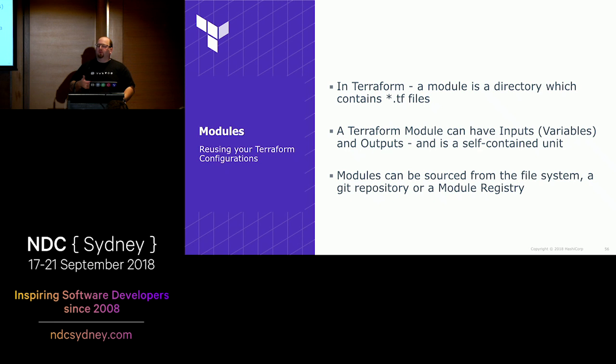In Terraform a module is a directory full of .tf files. So everything we've created thus far is actually a Terraform module. It's just not been referenced in that way. A module can have inputs and outputs, and it can also come from multiple sources. You could source it from a local file system, or have a Terraform module in a Git repository or in a module registry. In Azure, an example of inputs and outputs would be the resource group name, because it's on basically everything.